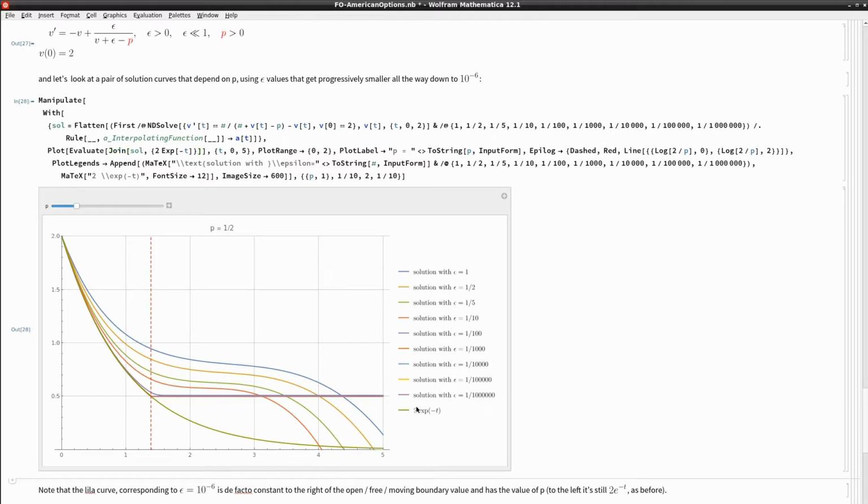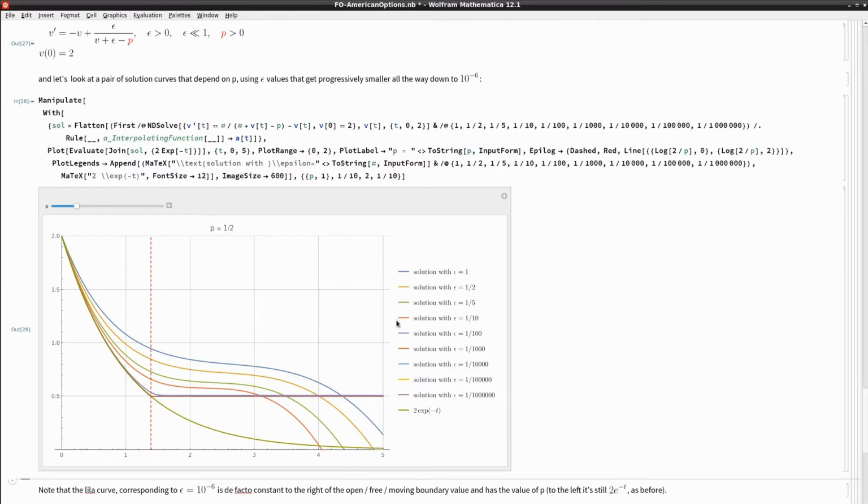It's the green curve, 2 times e to the minus t. Right? You see the green curve here is going right through the moving boundary. It is the function that we want to have on the left side. And we are approximating our solution better and better as we made our epsilon smaller. That's why we call it epsilon. It's supposed to be a small value just barely above 0.